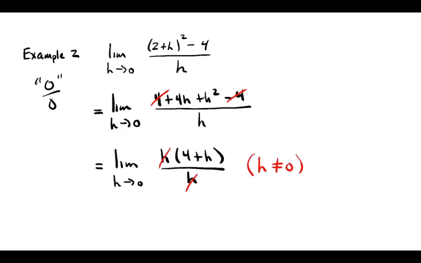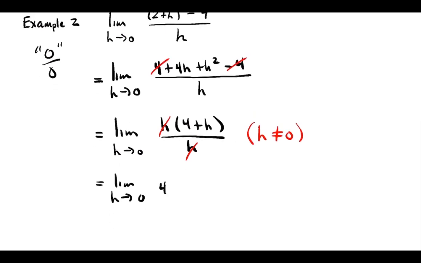This cancellation is valid as long as h is not 0. So if I rewrite this one more time, I haven't taken the limit yet, so I keep writing my limit symbol. But now I'm at a place where I can use the direct substitution principle. I'm not going to divide by 0 if I let h equal 0. So this limit is 4 + 0, or 4.